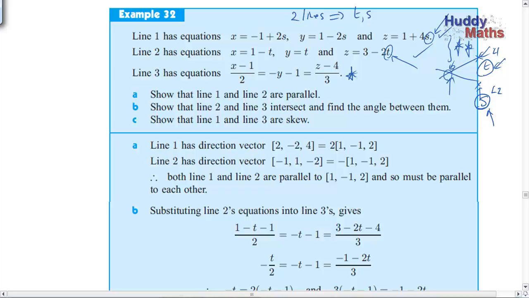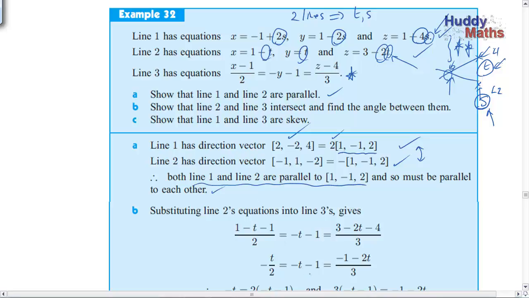So remember, what we're trying to do is classify what the lines are doing with each other. Are they parallel? Let's have a look, show that they're parallel. So the first one, line 1 has a direction vector. What is it? 2, neg 2, 4. Direction vector is the coefficients of the parameter here. So you could call that 2 lots of 1, neg 1, 2, taking out the common factor there. Line 2 has a direction vector neg 1, 1 and neg 2. Oh, we can see here that one is a scalar multiple of the other. So both line 1 and line 2 are parallel to that, and so must be parallel to each other.